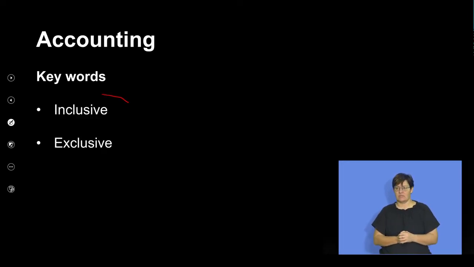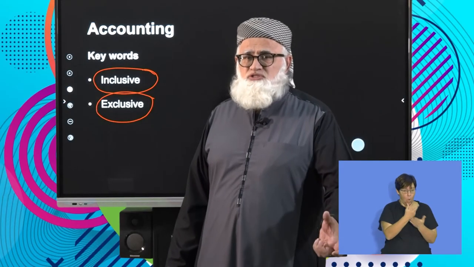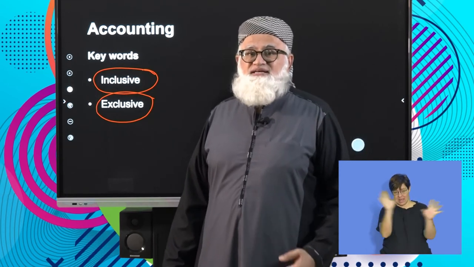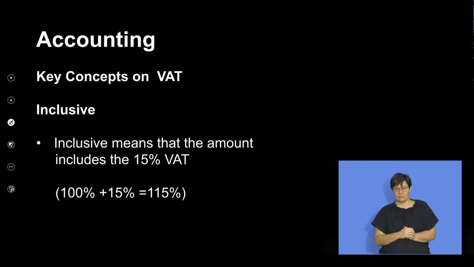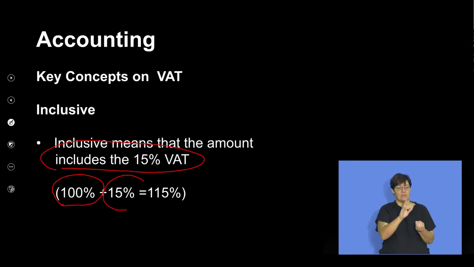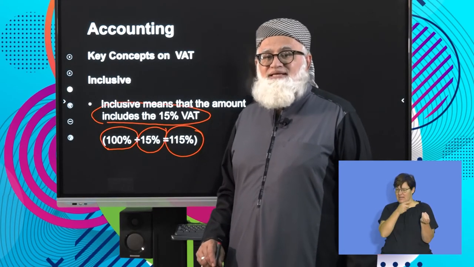Okay, now we come to inclusive and exclusive. What are we talking about here? Basically, when you're dealing with the price of an item, you say it either includes the VAT or it excludes the VAT. Now, there are certain permutations that you must know when you're doing VAT calculations. Inclusive means that the amount of VAT is included in the price. In other words, 100% would be your exclusive, your VAT would be at 15%, the total would be 115%. So if you see the word inclusive, it means that the VAT is included in the total price. That's what we mean by the word inclusive.